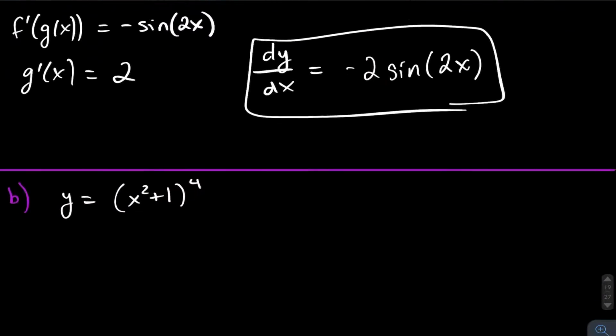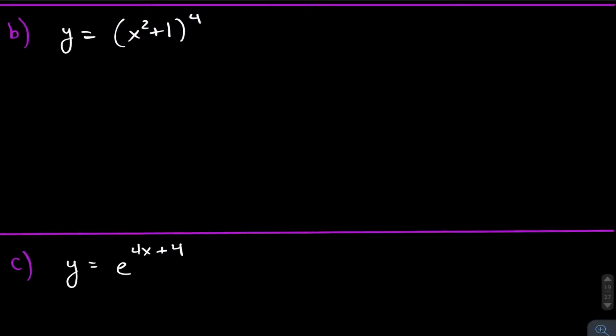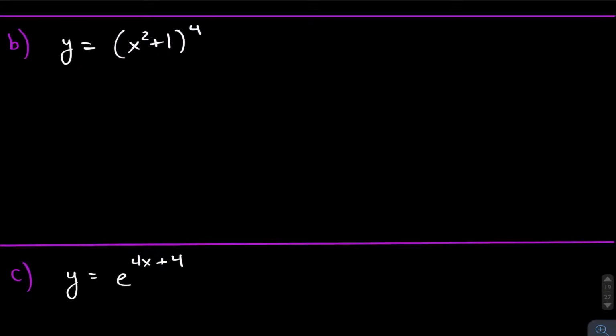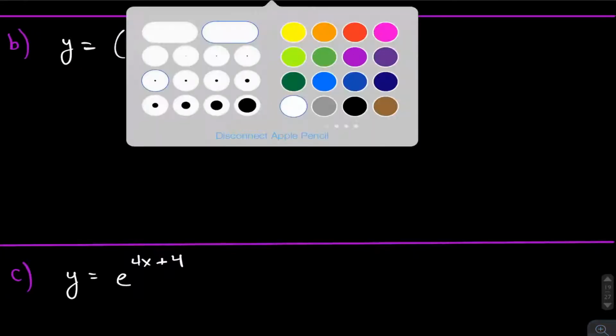All right, so that's basically it for that one. So let's move on to our next example. We have y equals, and this is actually the same example we had from before, again, as is letter C, but it's x squared plus 1 quantity to the 4th power. Okay, so what do we end up doing here?